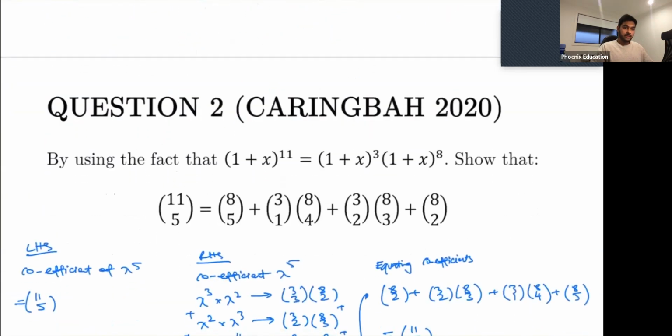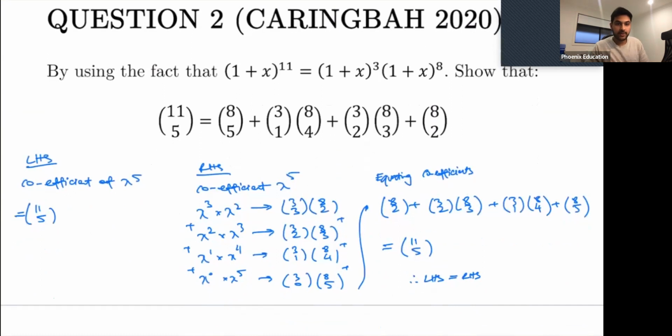Okay, let me move to the next one. So this one's a long one, so I've just already written this one out. So we can just quickly talk through it.